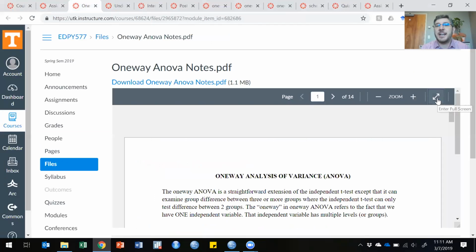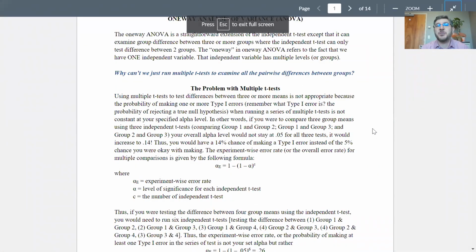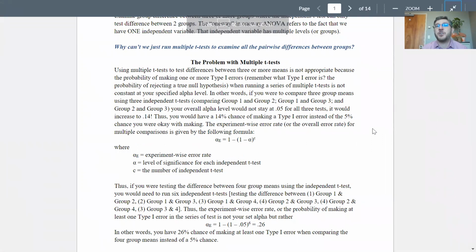As you read through my notes, I start off talking about, if we have more than two groups, why can't we just run multiple t-tests? So say we have 3 groups we want to compare, why can't we just do a t-test between group 1 and 2 and group 1 and 3? The problem with that is that it inflates your type 1 error rate.